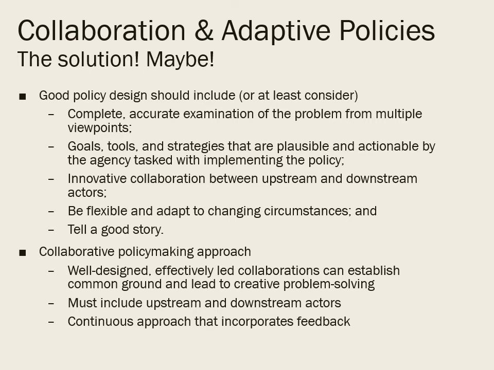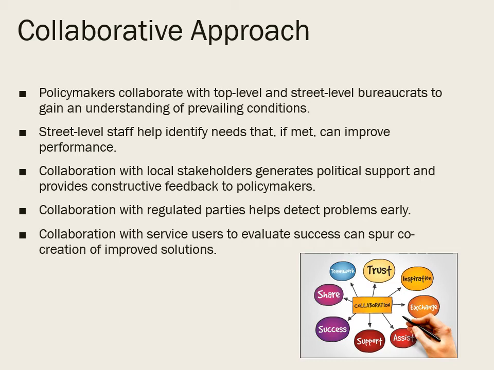So the ability to adapt to unfolding events, including events that are created by decisions made by other actors, that's really a key to policy implementation success. So taking a collaborative approach to policymaking really does facilitate adaptive implementation of policies. When you've got collaboration from top level down to street level, you get a better understanding of the conditions on the ground. Frontline staff can help identify needs, not just needs of the service users or regulated parties, but also skills, competencies, and resources within the agency. And if you meet those needs, you can improve agency performance, which improves implementation.